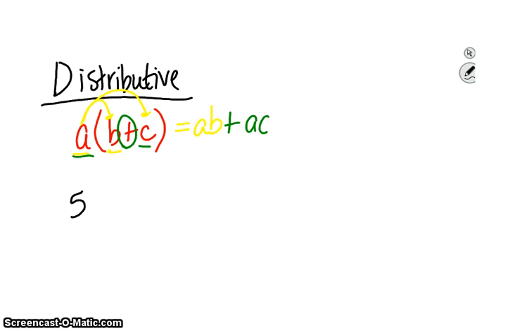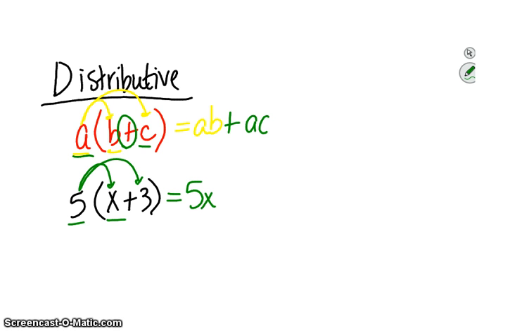Let's look at 5 times the quantity x plus 3. To do this, we're going to distribute the 5 to everybody inside the parentheses. So we're going to do 5 times x, and that gives us 5x. And then we're going to do 5 times 3, and that gives us 15. And the operation in the center is a plus, so my answer has a plus in the answer.